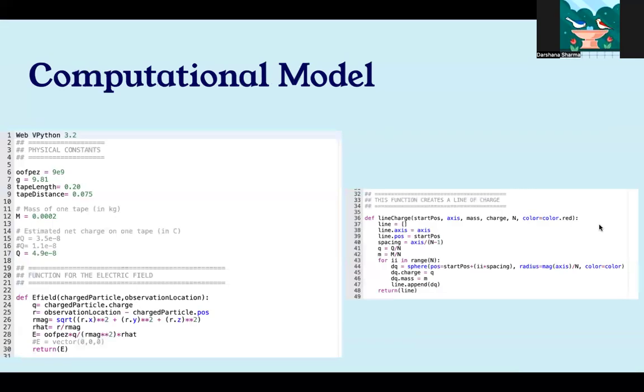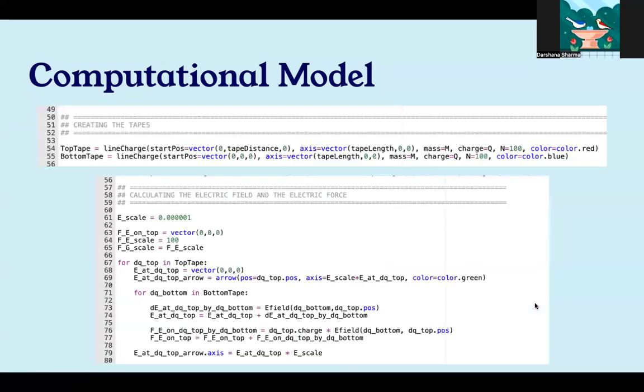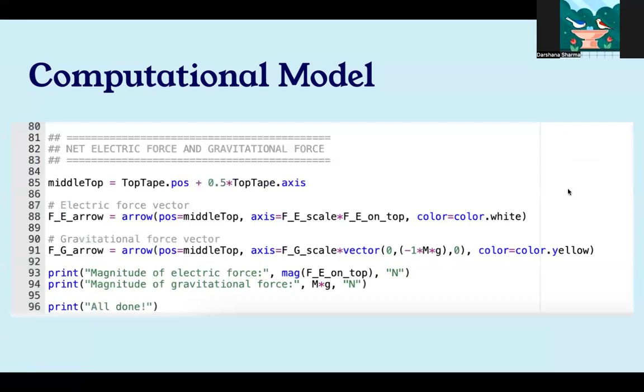So here's my computational model. As you can see, I have all my constants listed here, and then I use a function. I have three Q values, which will be explained at a later time, but we're using 4.9 times 10 to the negative 8 as it's a more accurate Q value. First I create the function for the electric field, and I calculate the magnitude of R and R hat, and plug that into the formula. Then I create a function for a line of charge. Then I create the tapes by modeling them in my computational model, and calculate the electric field and the electric force acting on both tapes. Then I calculate the net electric force and the gravitational force, and I create the arrows to complete my model.